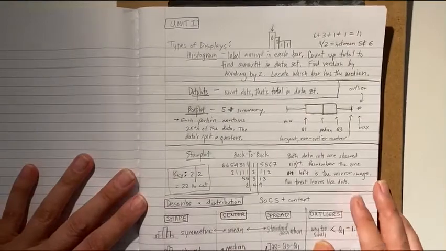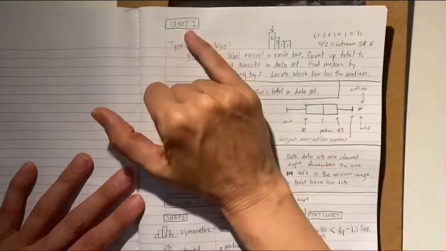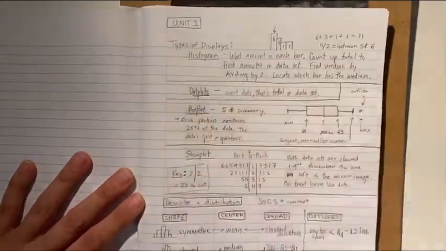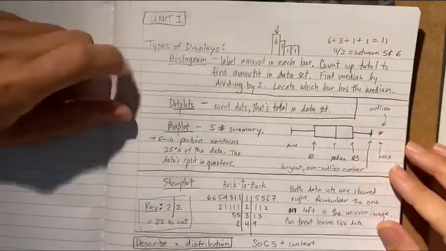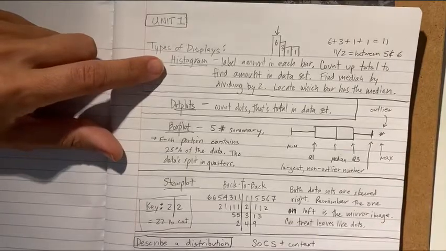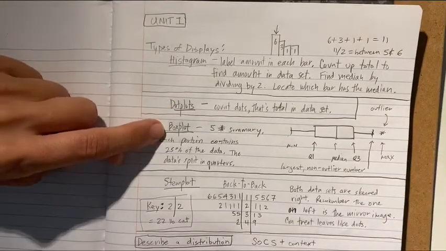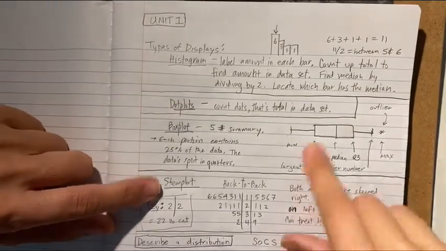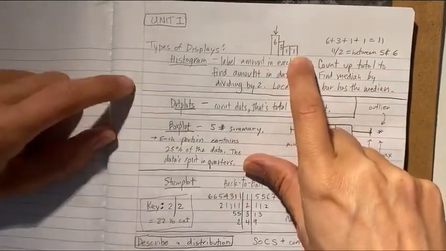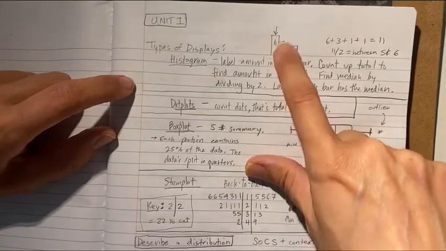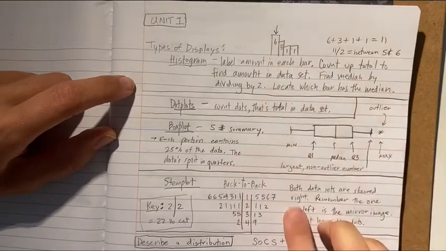So I'm going to show you what I did. On the first section here, in the video, they went over the types of displays. Let me just zoom in here. They said that these are the types of displays: histogram, dot plot, box plot, and stem plot. So I put a small sample of some information. There's 6 in this box, 3, 1, and 1 in that box.